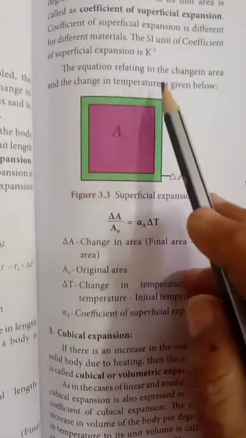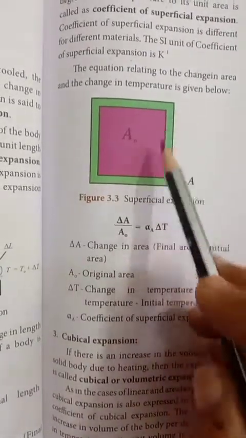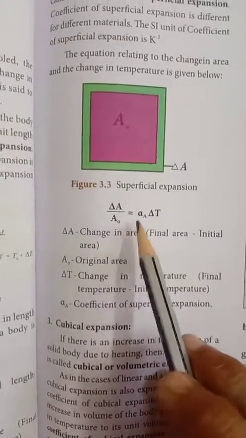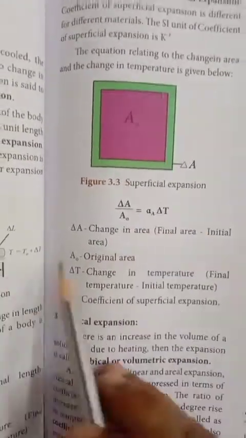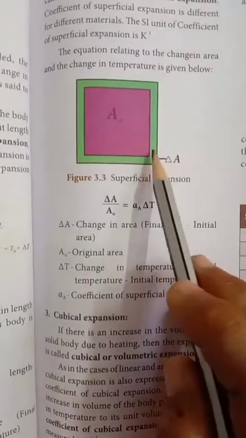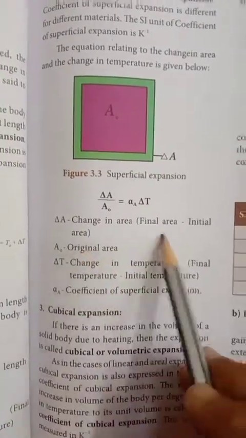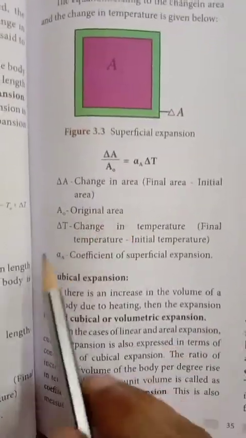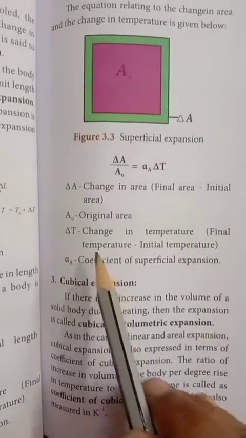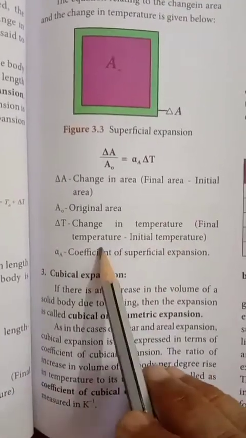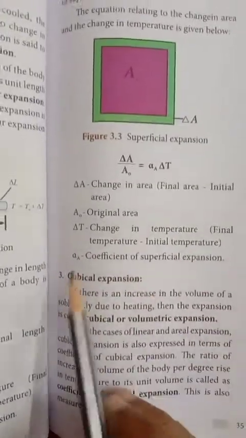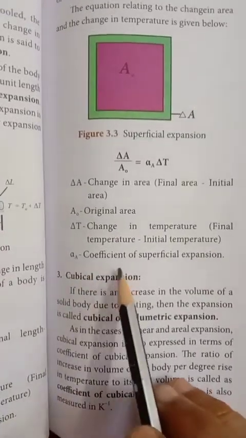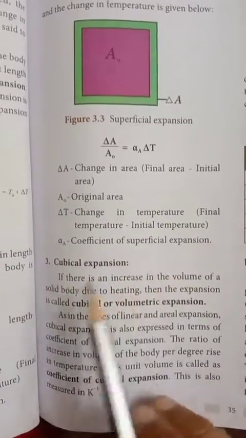The equation relating the change in area and the change in temperature: delta A by A naught is equal to alpha A delta T. Delta A is the change in area, final area minus initial area. A naught is the original area. Delta T is the change in temperature, final temperature minus initial temperature. And alpha A is the coefficient of superficial expansion.